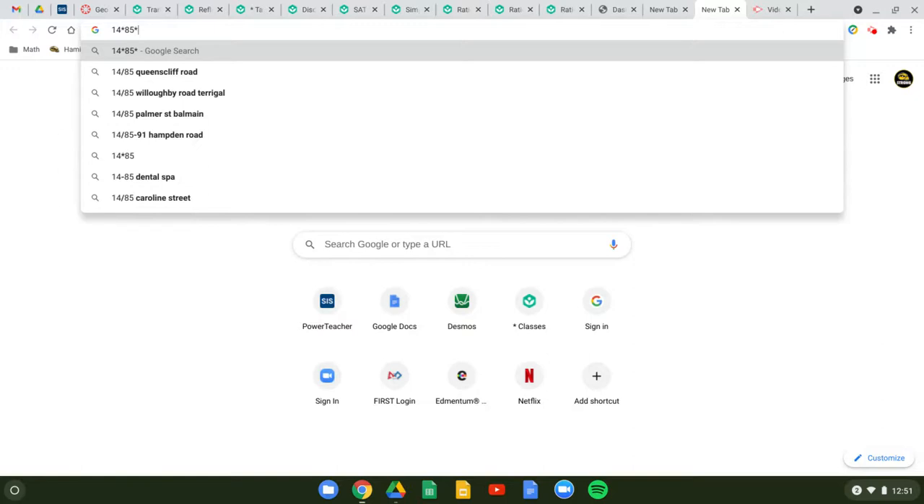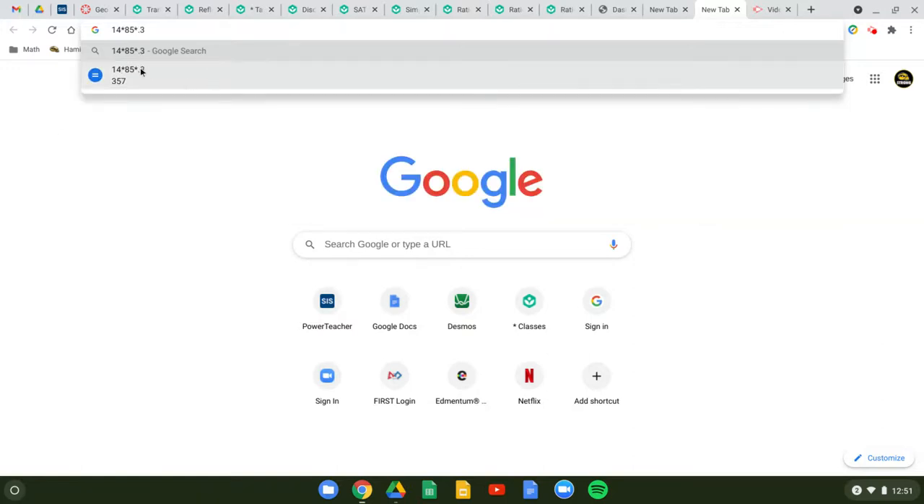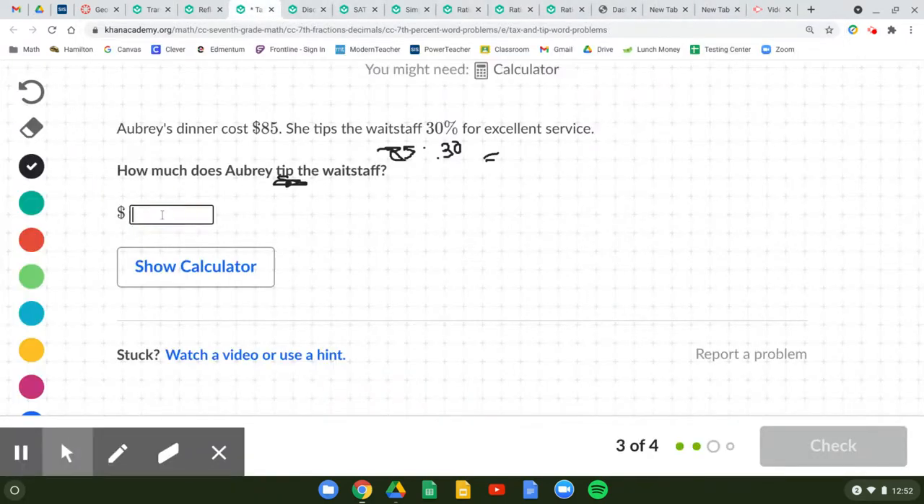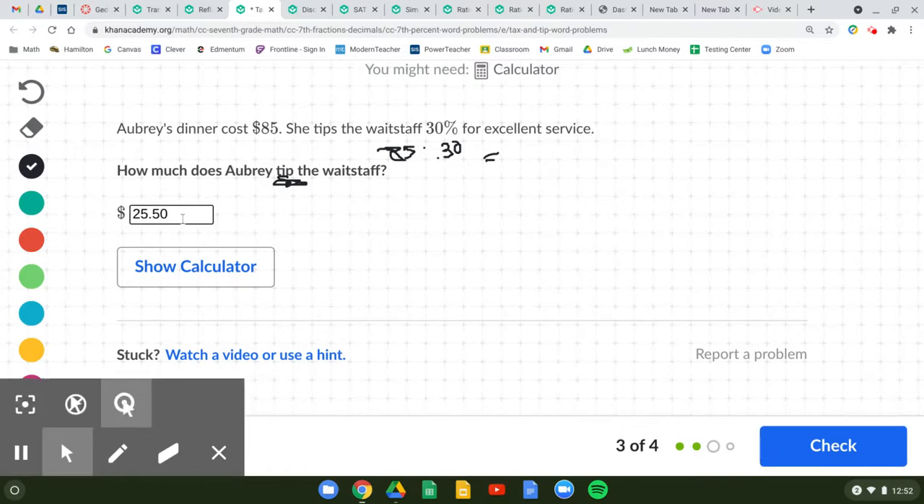So I'll just take 85 times 0.3. I still had the 14 from the last problem. 85 times 0.3. Yeah, it's a $25.50 tip. Woo! You better have given her a foot massage or something. That's $25.50. You don't need the last zero here, but whenever it's money, I tend to put it.